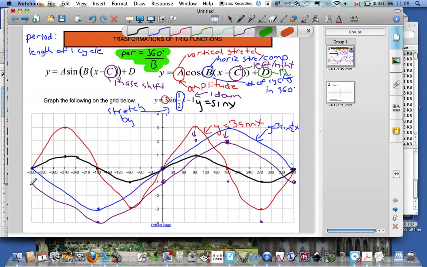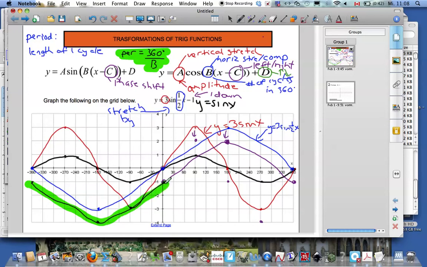Make sure that you're neat and using different colors. Or you can use a pencil until your final one, so that you're always making it very obvious which one your final one is. And so your final one now is 3 sine half x. Hopefully that makes sense. I'm going to do one more now.